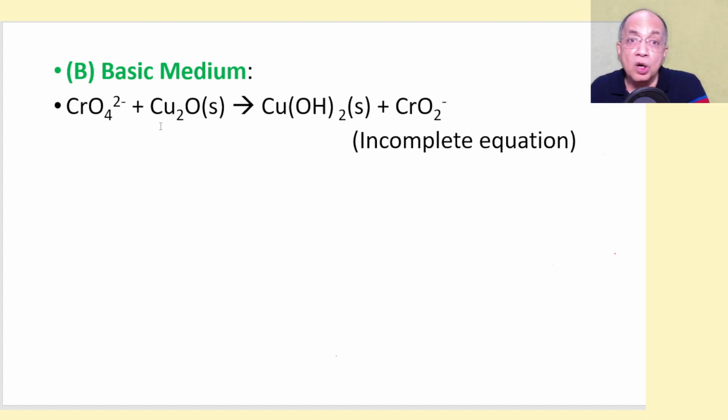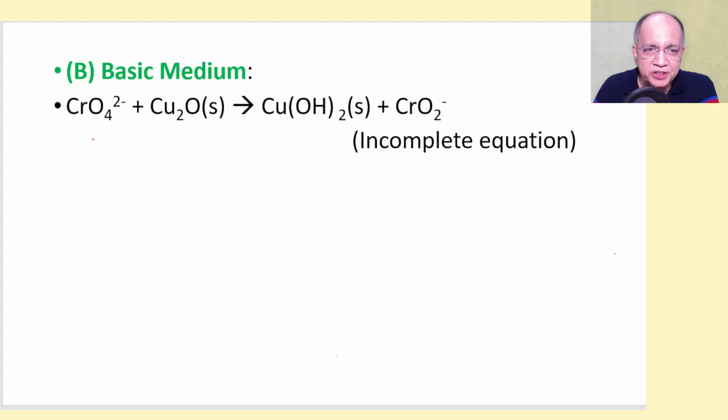Now if you are asked to balance in basic medium, where you have the chromate ion, the yellow solution, and cuprous oxide, a red solid, and you heat it in alkaline medium, the complete equation is not written here. Automatically the balanced equation will carry OH- and water on some sides. In some cases both may appear on one side, that we will see. Follow the steps, right? Now this is a bluish white precipitate, and this is colorless. So for this reaction, we have to follow some slightly different rules.